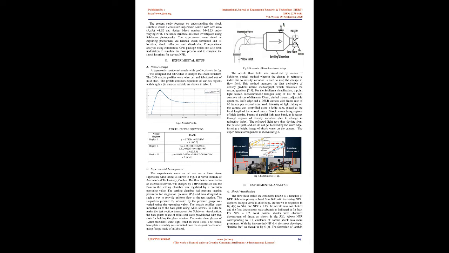The present study focuses on understanding the shock structure inside a contoured supersonic nozzle with area ratio, AE/AT, equals 1.62 and design Mach number, M equals 2.25 under varying NPR. The shock structure has been investigated using Schlieren photography. The experiments were aimed at capturing phenomena viz. lambda shock formation and its location, shock reflection, and aftershocks.